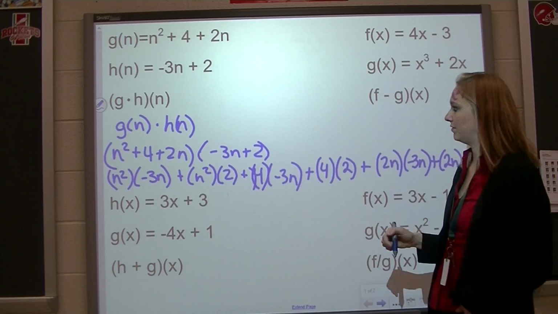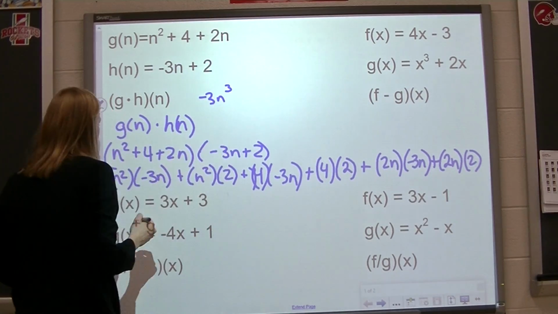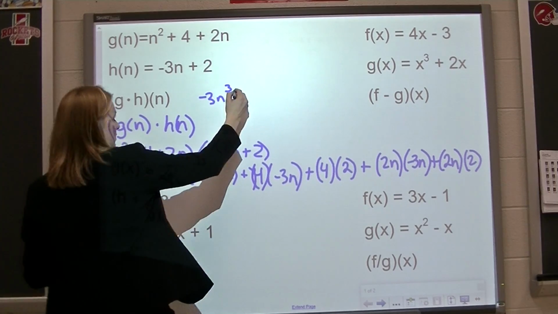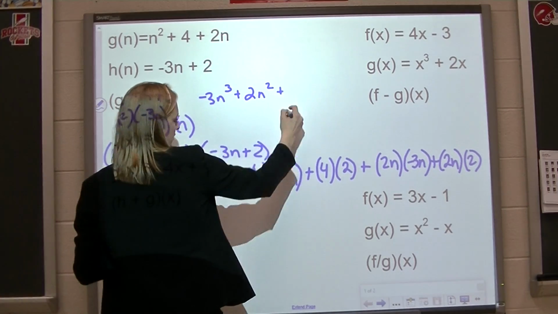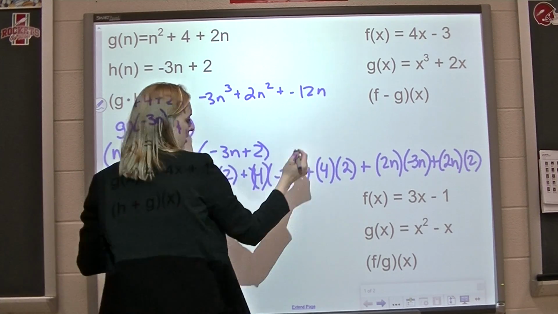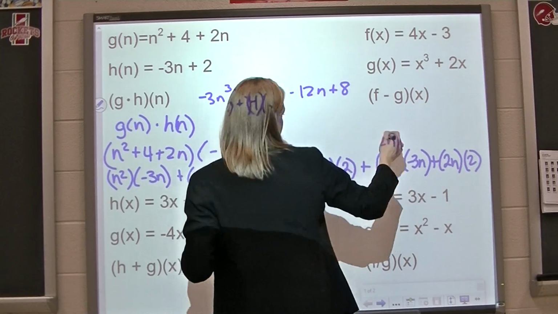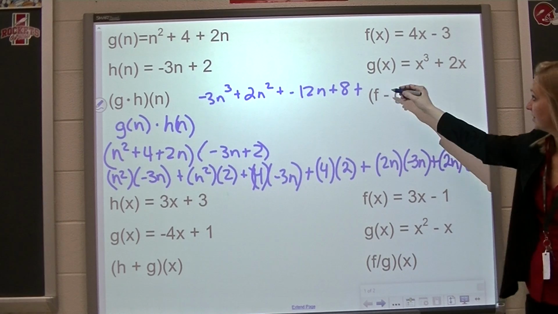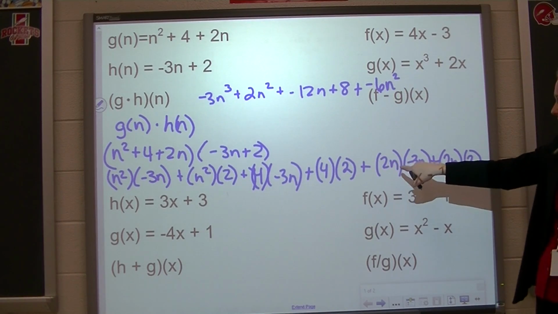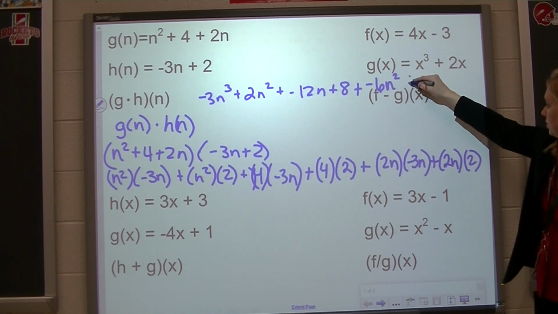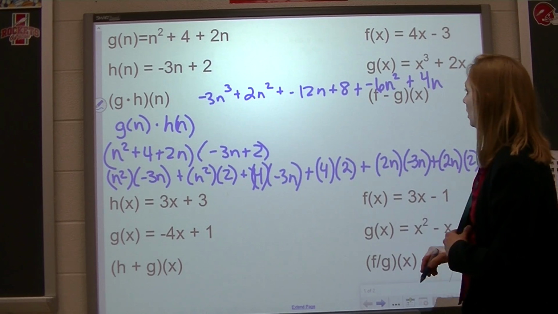So multiply all of that, we'll get negative 3n cubed plus 2n squared plus negative 12n plus 8. And I'm going to write in plus negative 6n squared, because negative 3 times 2 is negative 6, and n times n is n squared, plus 4n. Then we're going to combine all of our like terms.